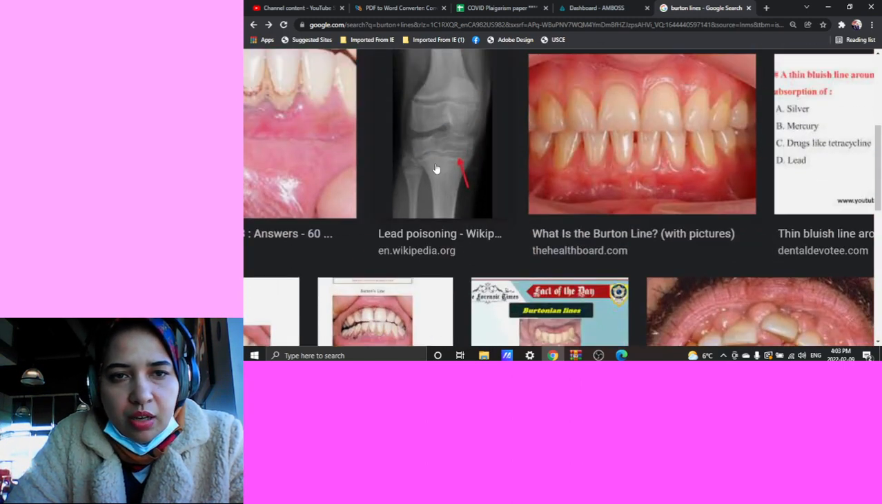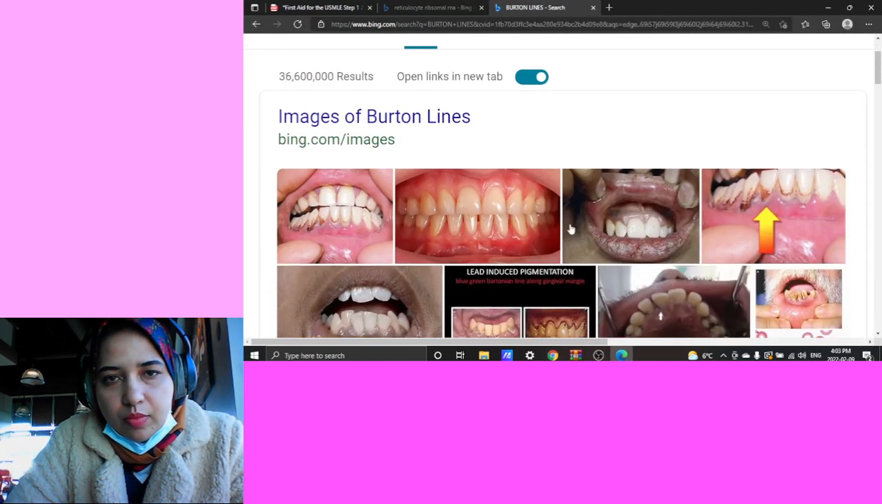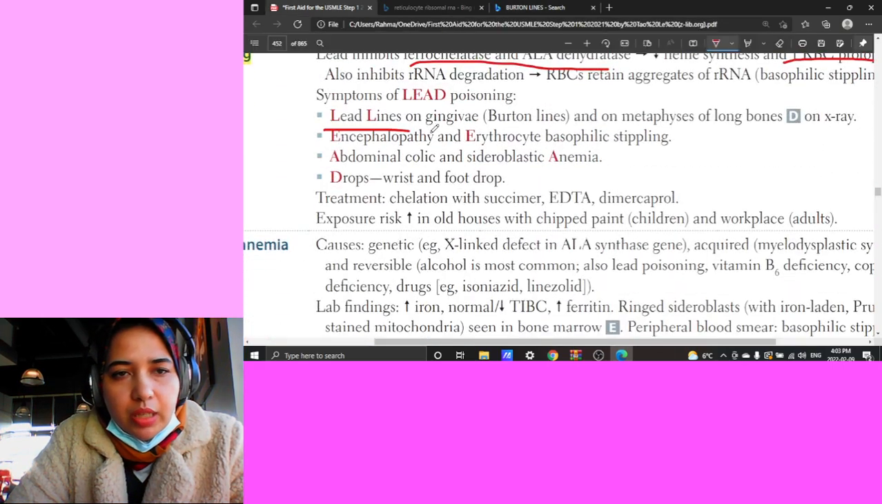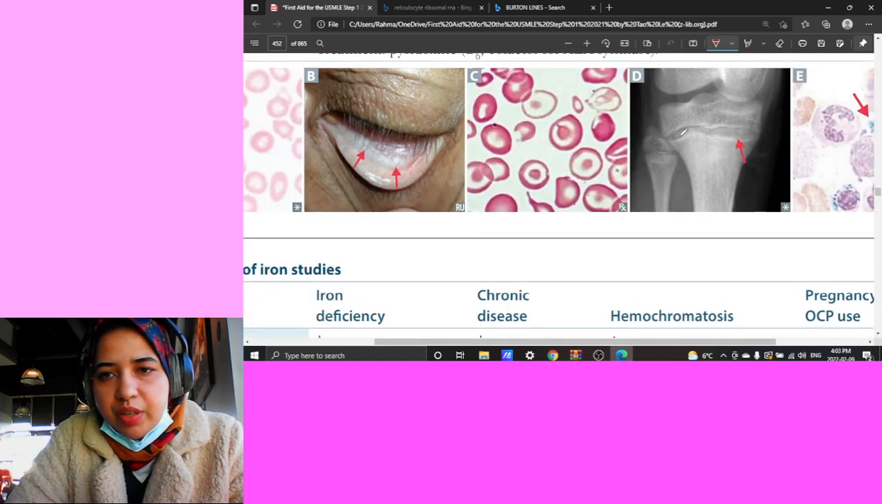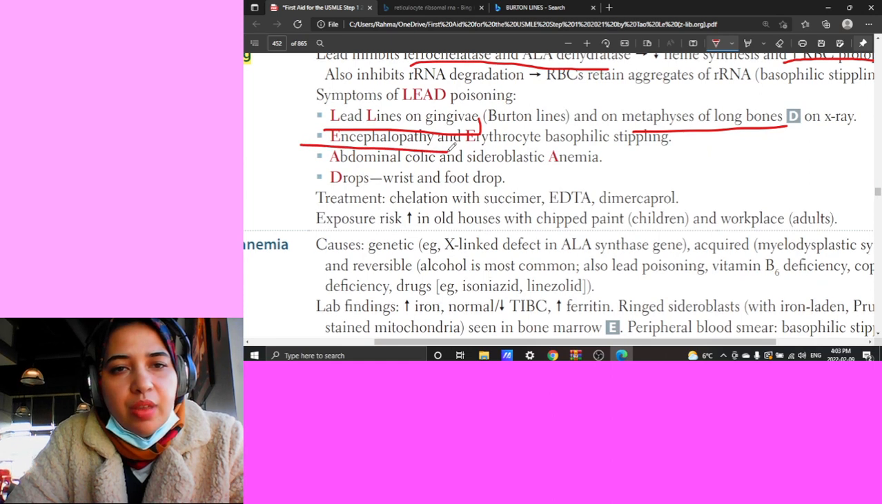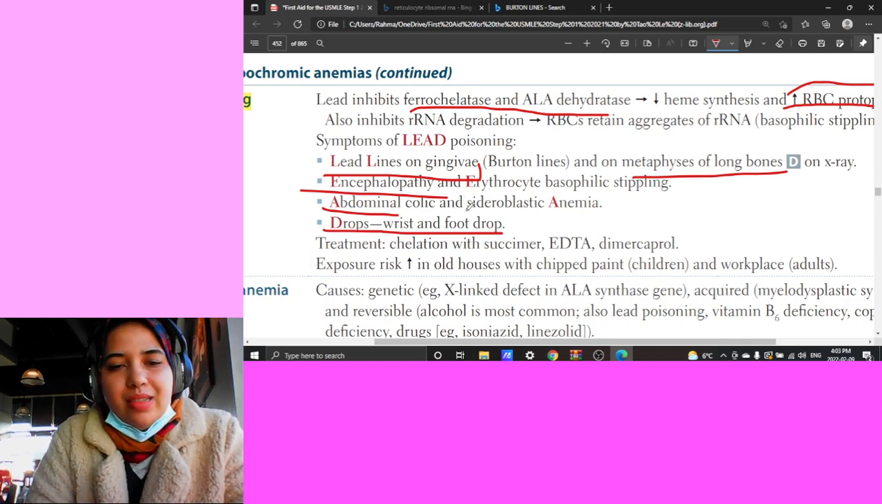The lead is also going to precipitate along the bones. So you have your lead lines on the gingiva and in the metaphysis of the long bones on x-rays over here. You're also going to have encephalopathy and abdominal colic and drops of the wrist and foot. So that's important.